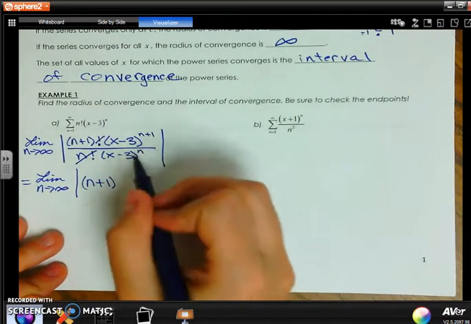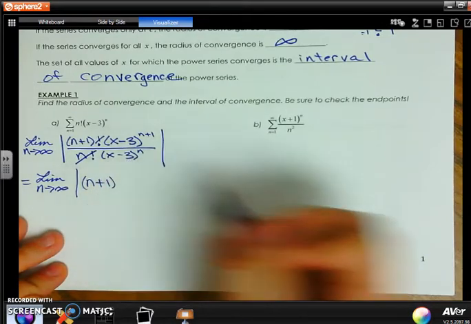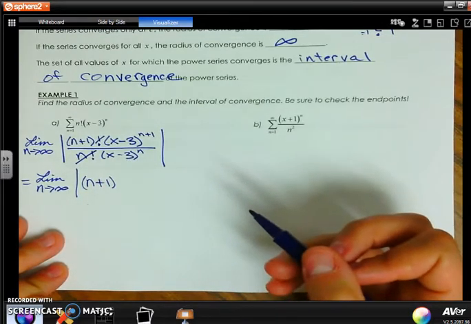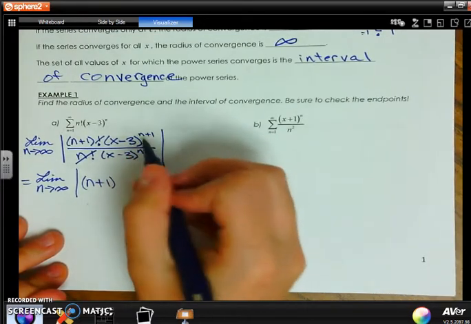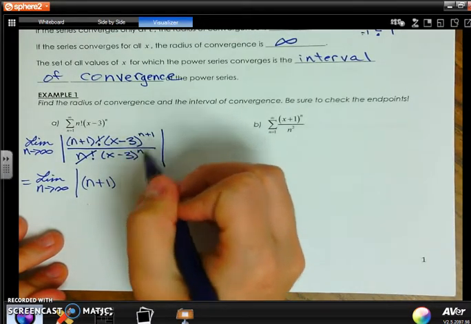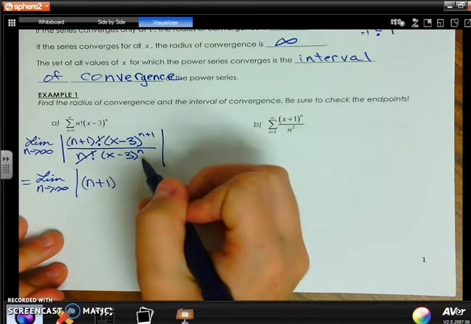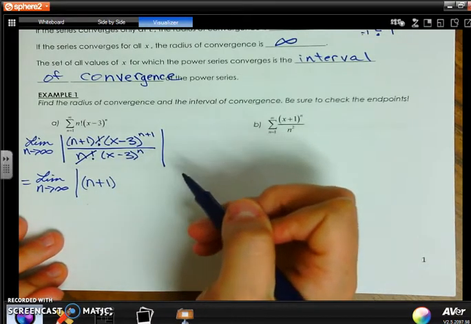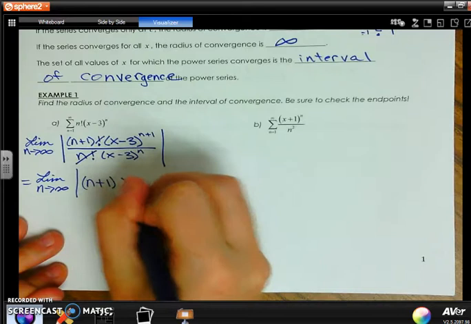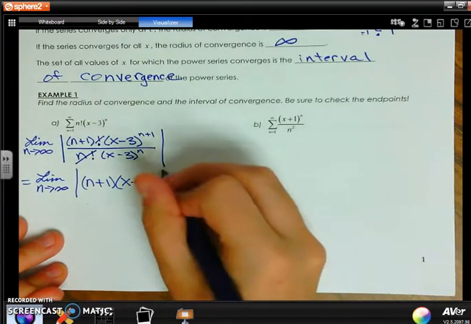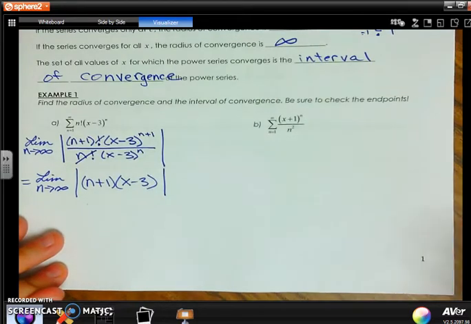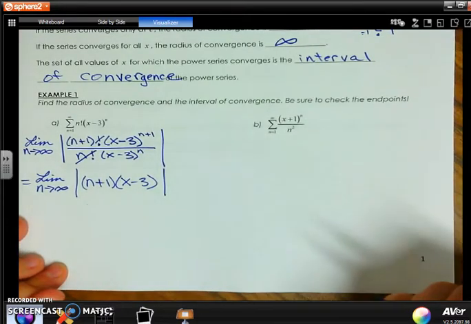And then remember, if it's the same base, the rule is that you subtract the exponents. So it's going to be that base with whatever n plus 1 minus n is. Well, n plus 1 minus n is just a 1. So it's really x minus 3 to the first power. I don't really need to write the first power, though. Okay, so I've got this.